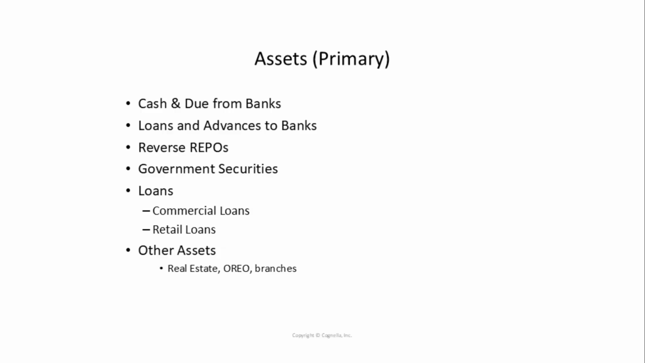Bank assets include cash and reserves, government securities, and loans. Loans are especially important because they are the primary income source for banks. Loans can be commercial, retail, or other types such as real estate. Banks also maintain an allowance for possible loan losses, a sort of cushion for loans that might default.